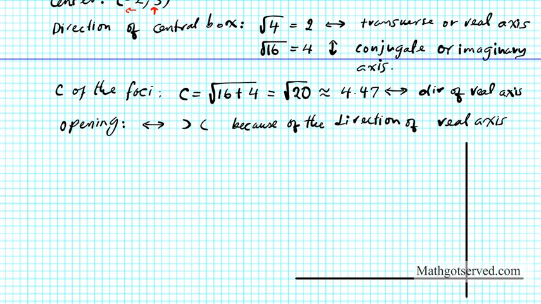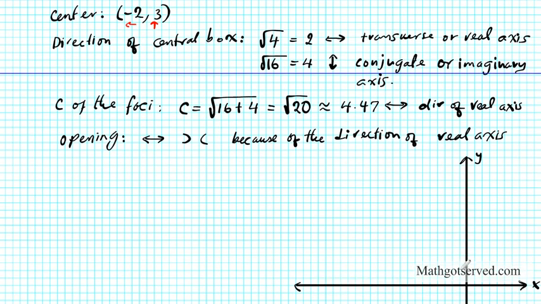Okay, now let's go ahead and grab the first piece of information. But before we do that, let's label our axes. This is the y-axis, and this is our x-axis. Now we're going to find the center. Where's the center? It's (-2, 3). So we go left 1, 2, and go up 1, 2, 3. There goes the center of our hyperbola.